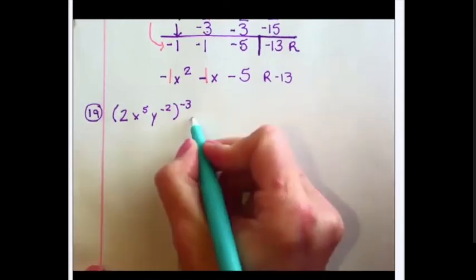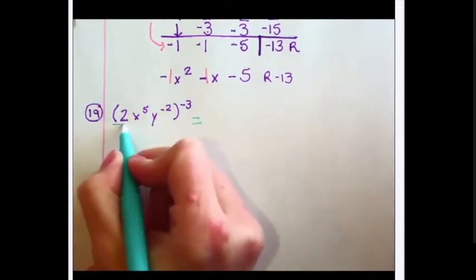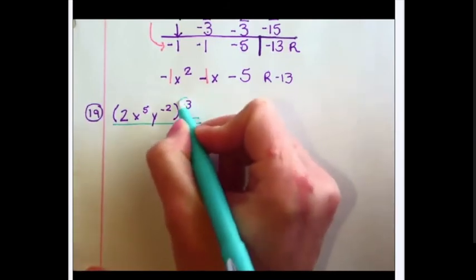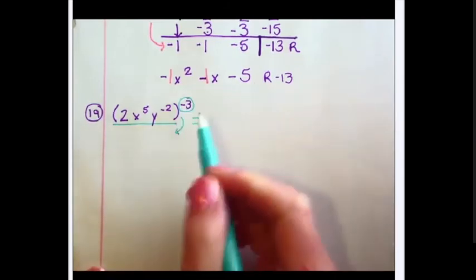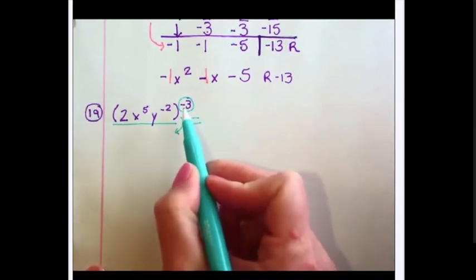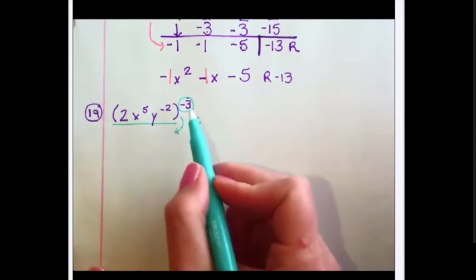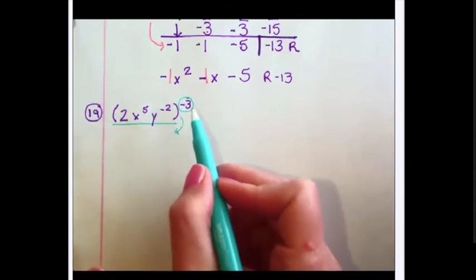So this is what I'm going to do. I'm going to take this whole thing and I'm going to move it to the bottom. Now, it's going to change this into a plus 3. If I'm changing an exponent on the outside, I don't have to change everything inside. I can't change that yet. I just have to do one layer at a time.